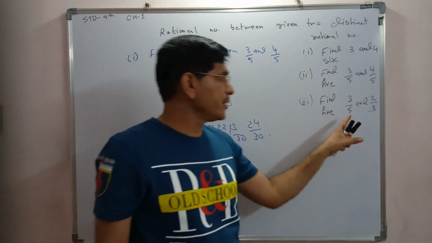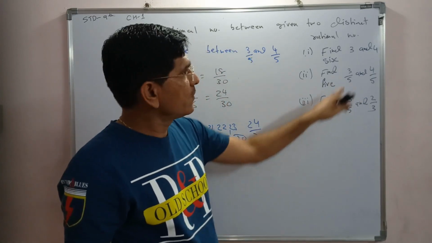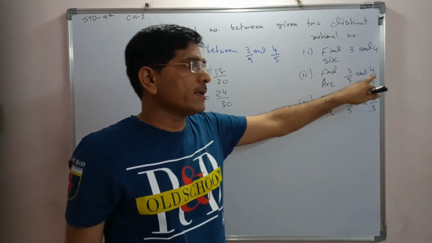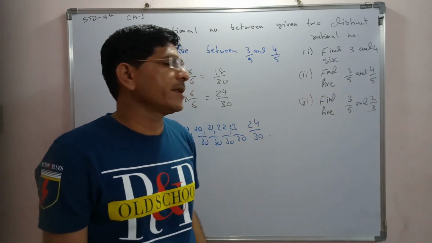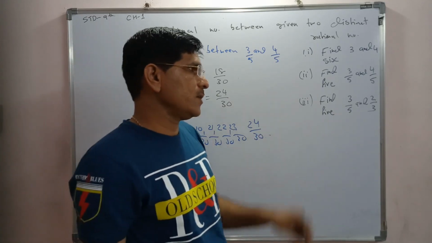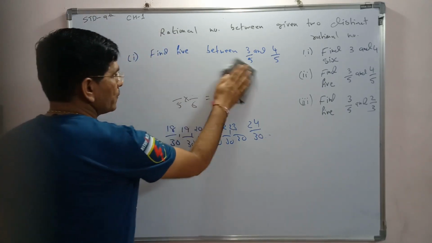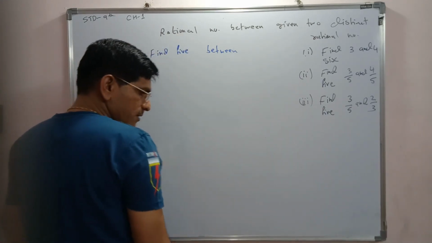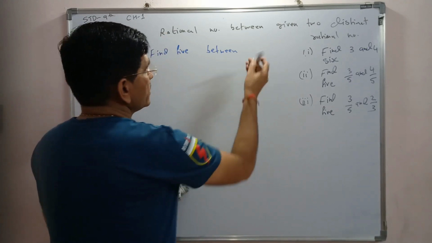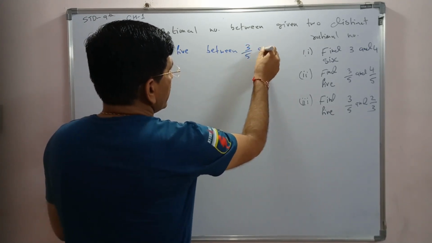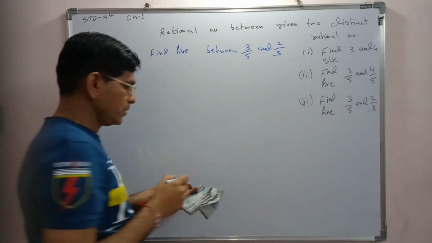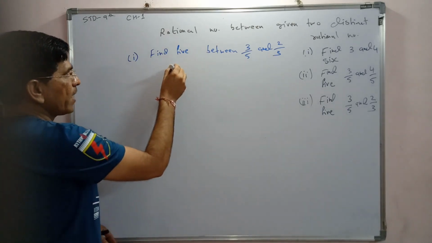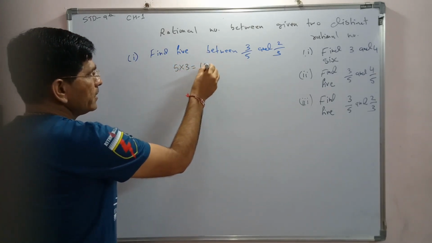Now in this you will see that denominators are not the same. In the first example, denominators are not given, so we write 1. In the second example, denominators are the same. But in the third example, the denominators are not the same. Then what do we have to do? If the denominators are different, first we find the LCM. So 3 upon 5 and 2 upon 3. The LCM of 5 and 3 is 15.